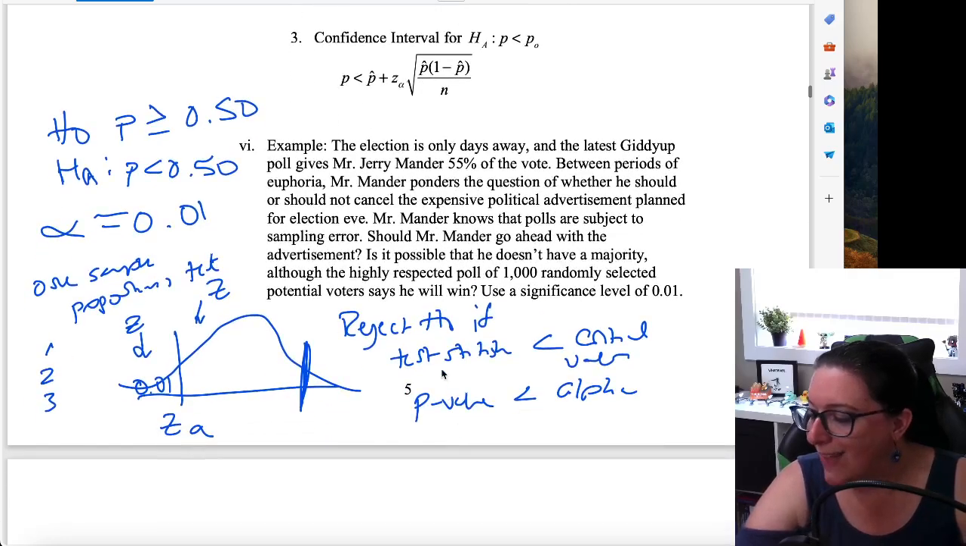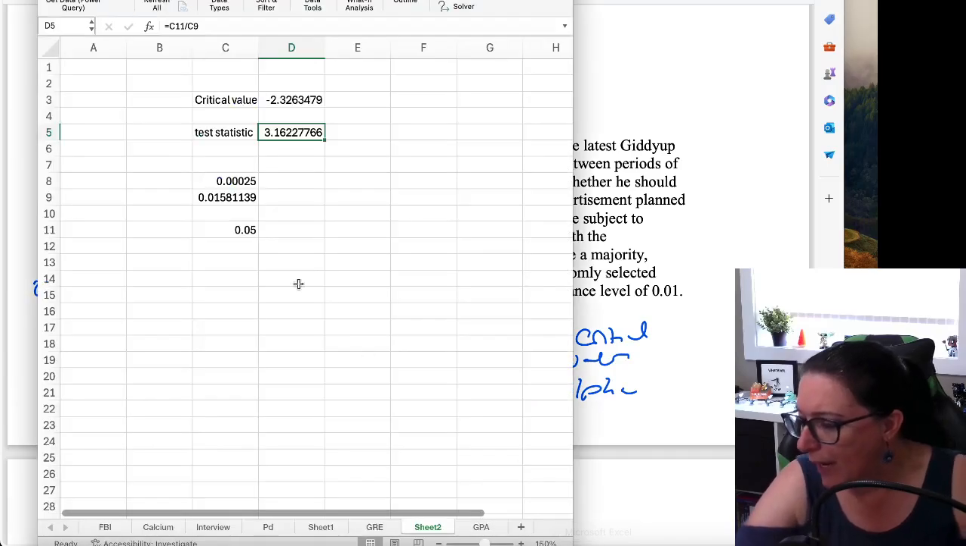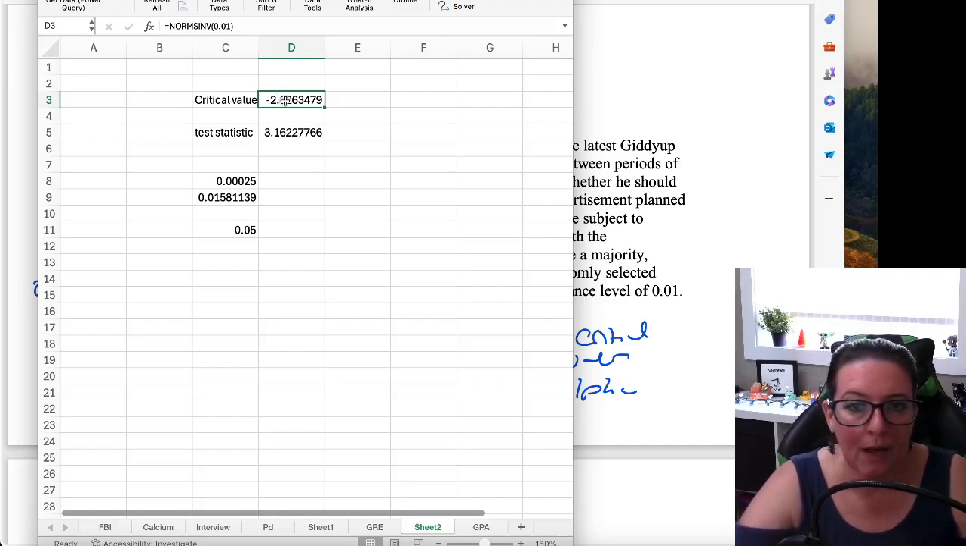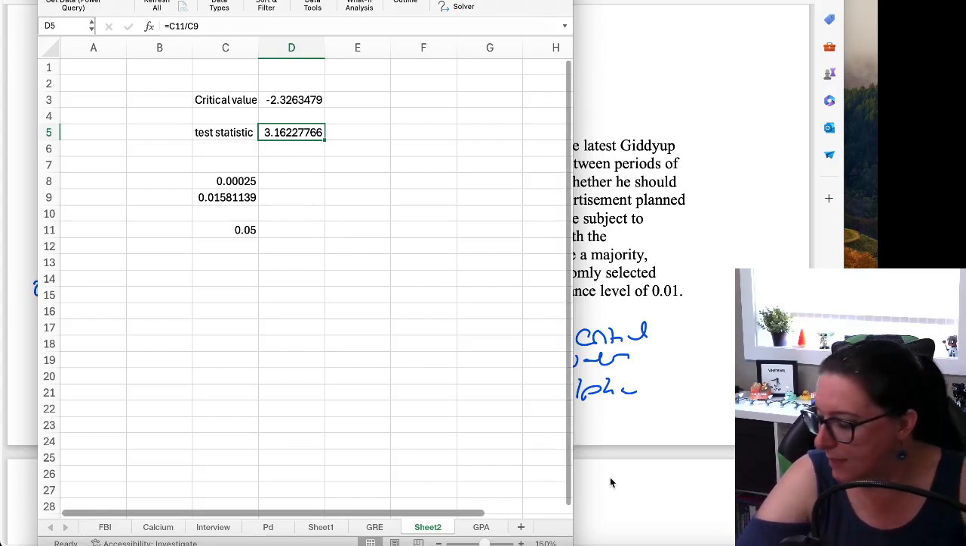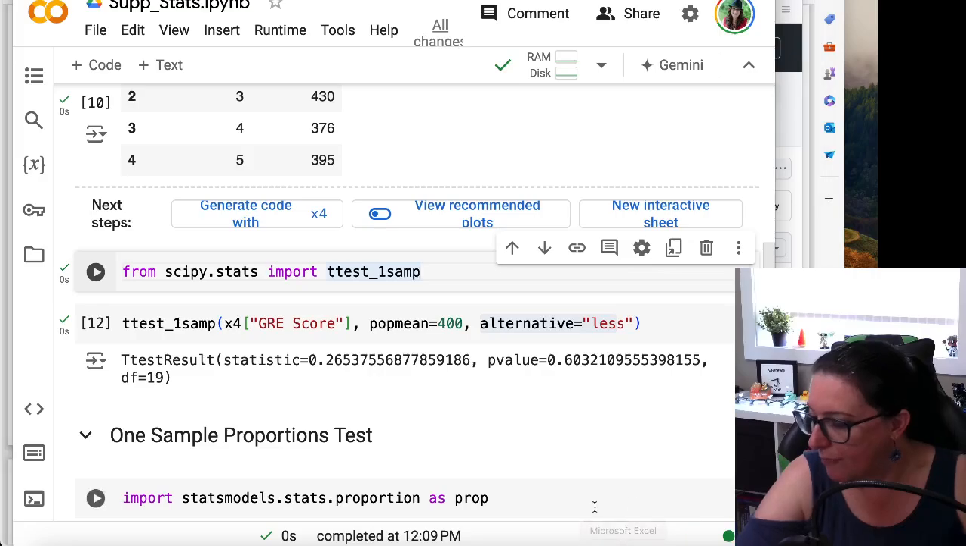Okay. Now we did that in Excel. Let's do that in Python. In Excel, we had to do the calculations by hand. We used the standard normal inverse to get the critical value, and we had to calculate the test statistic. Let's go into Python and see how that works. Let's open the right file.